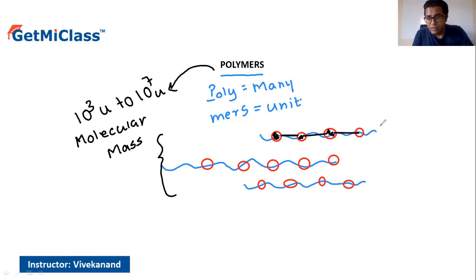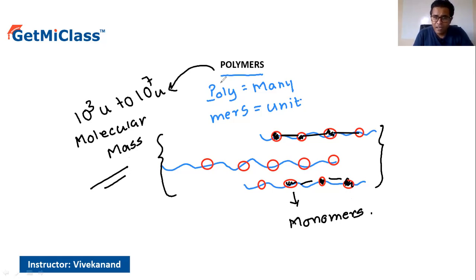Now, these smaller units which connect to one another in order to give rise to polymers, we call them monomers. Because of the huge molecular mass, polymers are also called by another name. The other name for polymers is macromers. So let's understand all of these points in detail one by one.